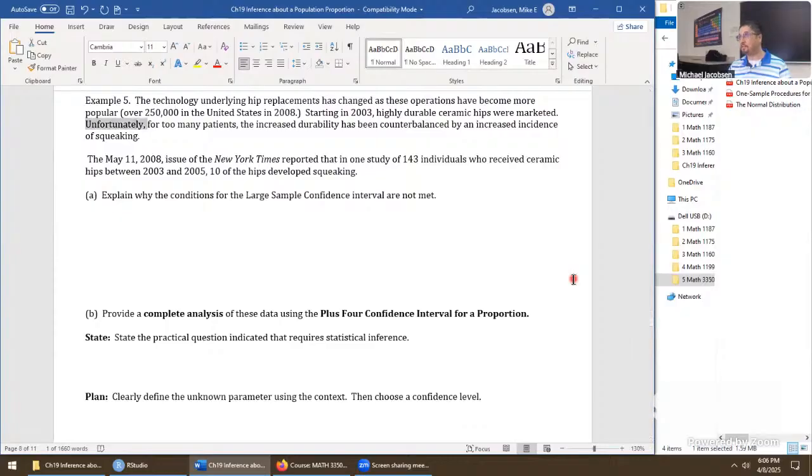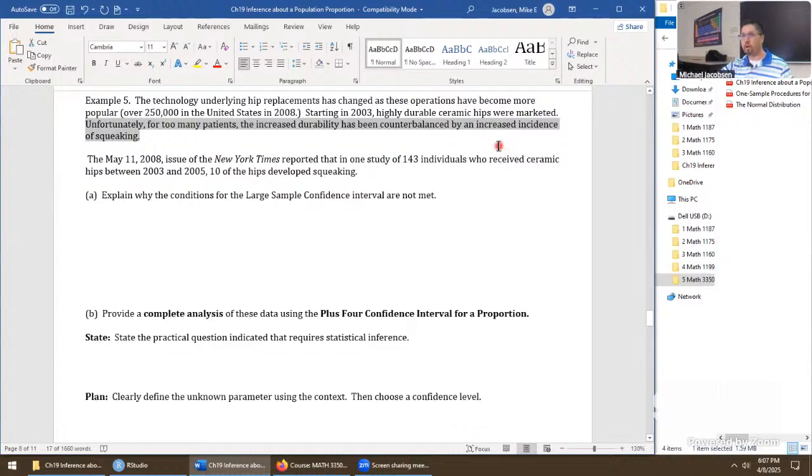It says, unfortunately, for too many patients, increased durability has been counterbalanced, it sounds like a pun here in the writing, by an increased incidence of squeaking. So imagine your grandma has gone through a really traumatic surgery, recovery process, all that, and now every time she bends down to grab something off the floor, it squeaks. It seems funny at first, but this could be so devastating that patients may have been happier not having gone through this whole entire procedure. So this could be, in fact, extremely devastating to the patient.